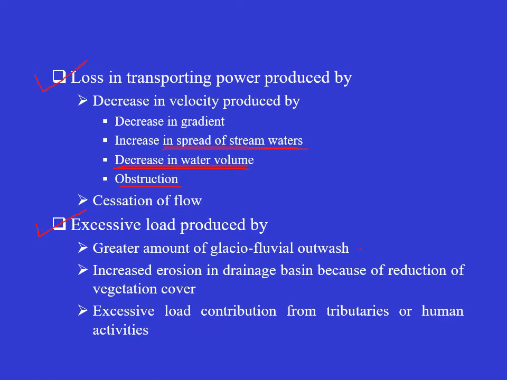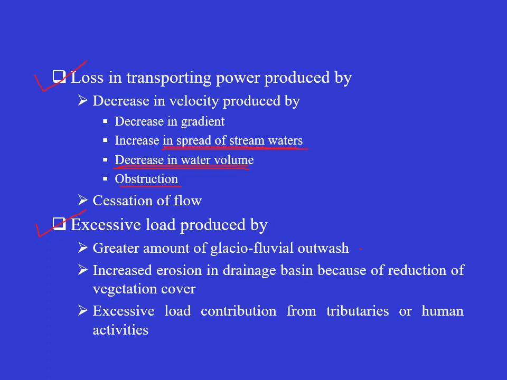Second, increased erosion in the drainage basin because of reduction of vegetation cover. If the drainage basin is completely barren, that means a lot of trees are cut down, then there is no mechanism by which the loose particles or the soils are held together, because we all know the root system of plants holds the loose particles of the soil or sediment. Now if trees are cut down from those areas, they become more prone to erosion.